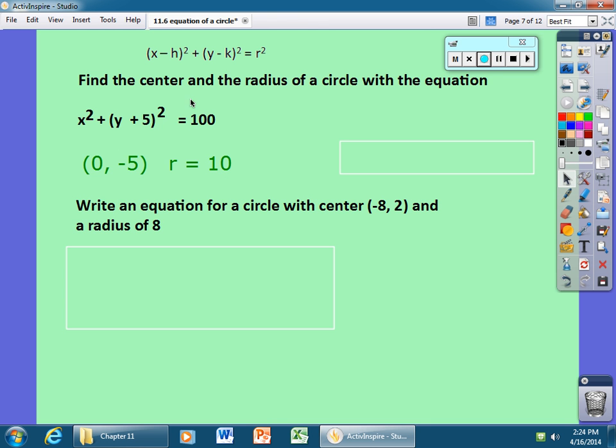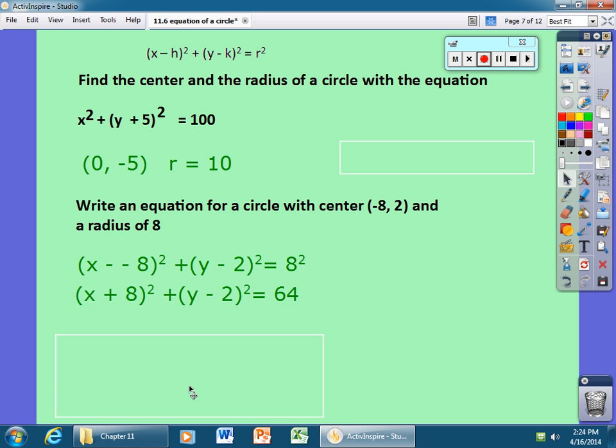So this is just kind of using it in the backwards operation. I'm finding the center from what I'm given. Here's another example where I just put it in. I do any simplifying I can, and this would be the equation for that circle.